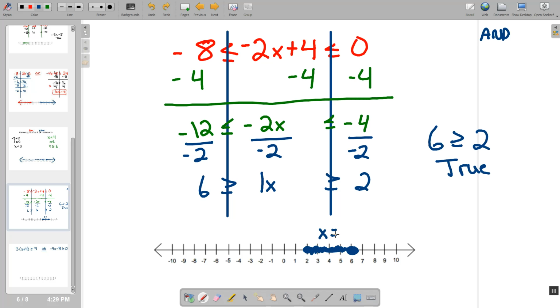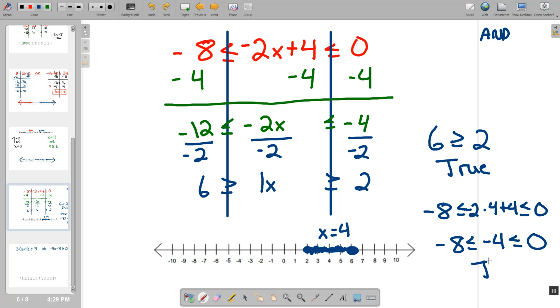For example, if I picked x equals 4 and plugged it into the top equation, it should make a true statement. So -8 is less than or equal to, this would be -2 times 4 plus 4 should still be greater than 0. This is -8. -8 plus 4 is -4. And that is a true statement. So, "and" statements can be solved a bunch of different ways, but when you're done, you're usually looking for a shading that is between your two solutions.